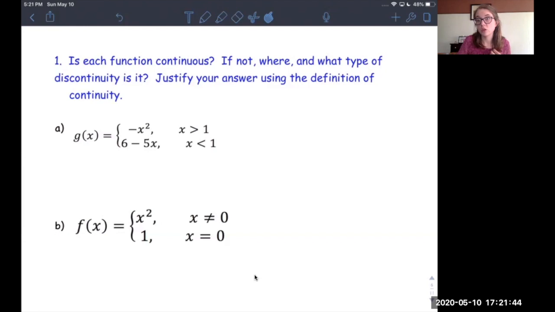And to do that, what we need to do is look at whether there is a limit at 1 or if there's not a limit at 1. So what I'm going to do, for this idea of justifying, is check out what my limits are from the right and from the left.